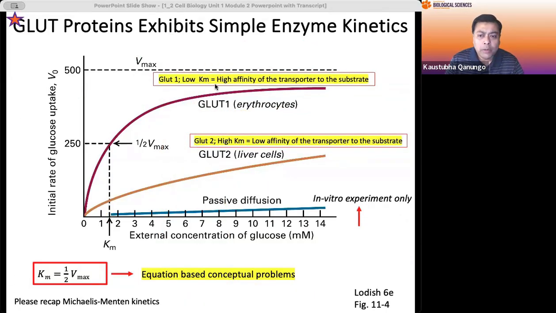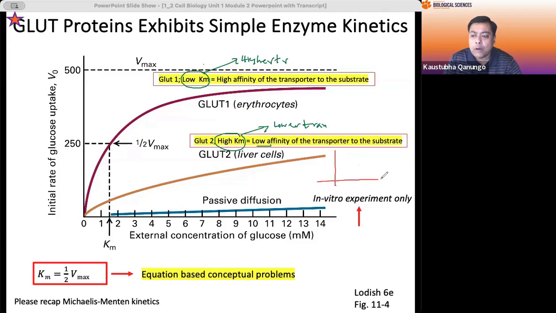So what you are going to get from here: the lower the Km value, the higher the transport rate. The higher the Km value, it's a low affinity and the lower the transport rate. So remember that. Here we are typically asked exam related questions.